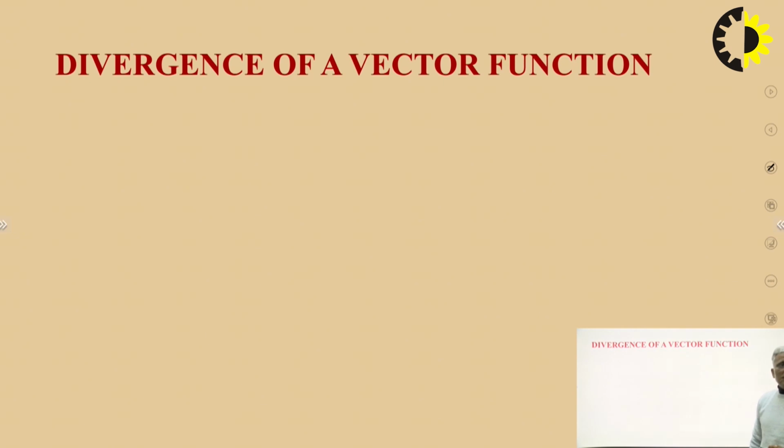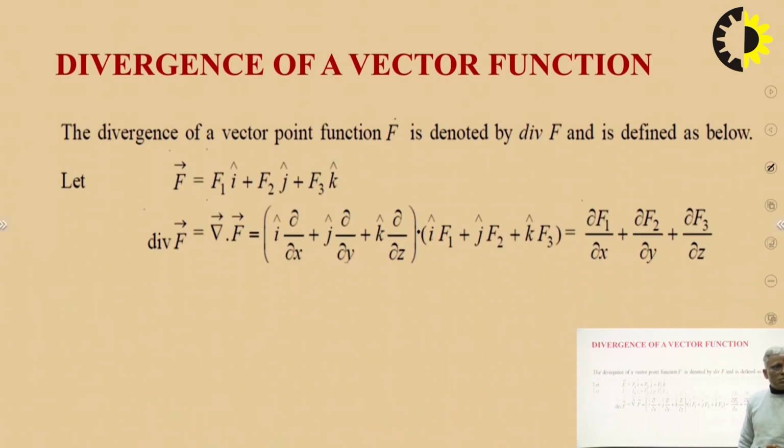Now the question is: what is the role of divergence and what is the divergence? I explain briefly in today's lecture. First of all, the divergence of a vector point function is denoted and defined by divergence f, which means del dot f.